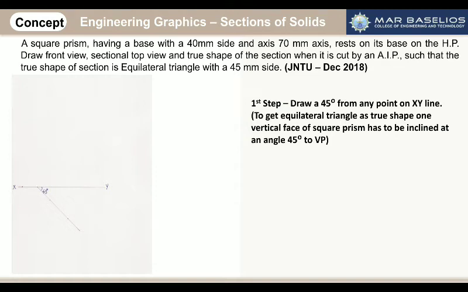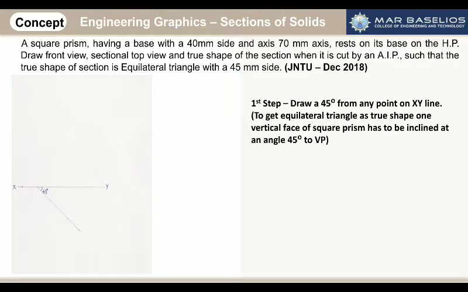In this problem, we are having a square prism whose base edge is 40 mm and axis is 70 mm, and it is resting on its HP. Now here we have to section this square prism in some manner and we have to get an equilateral triangle as true shape. The length of the sides of the equilateral triangle is also given, it is 45 mm.